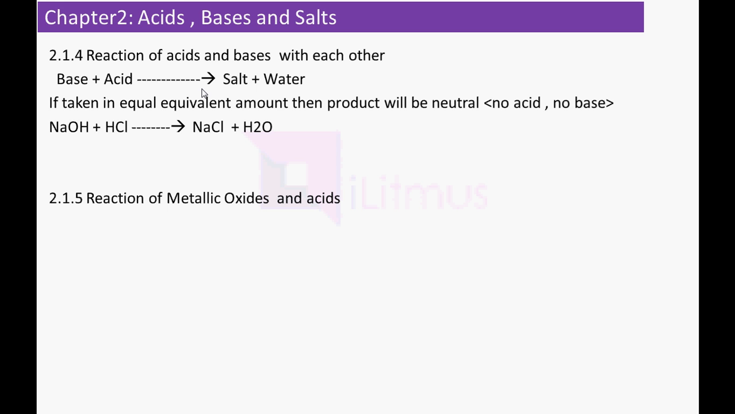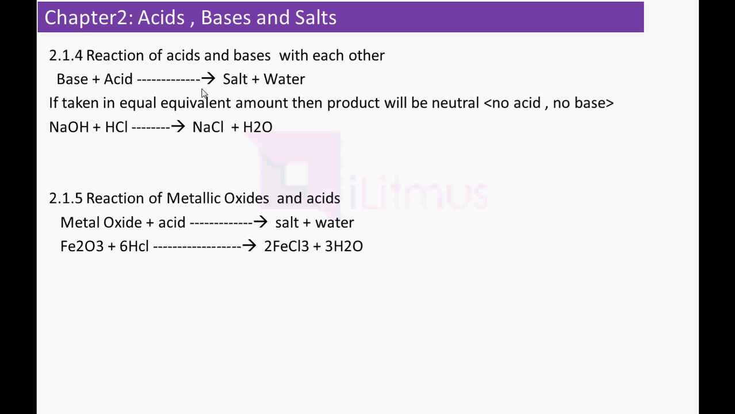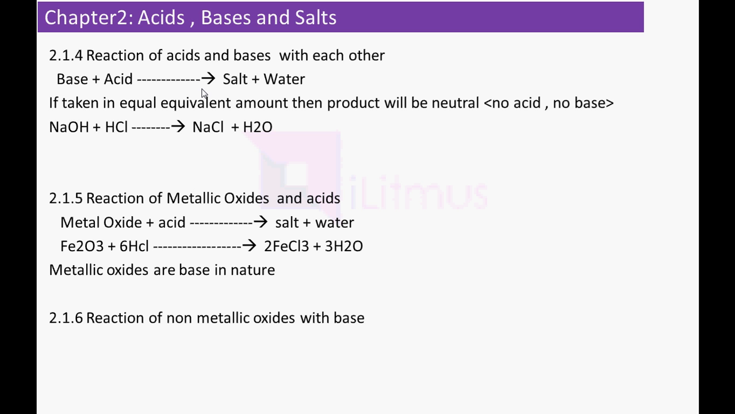Sorry. Reaction of metal oxides with acids. It again forms salt plus water. Example: Fe2O3 plus 6HCl gives 2FeCl3 plus 3H2O. So metal oxides are again behaving like bases. It acts like a base plus acid reaction, forming salt and water. So metal oxides are basic in nature.